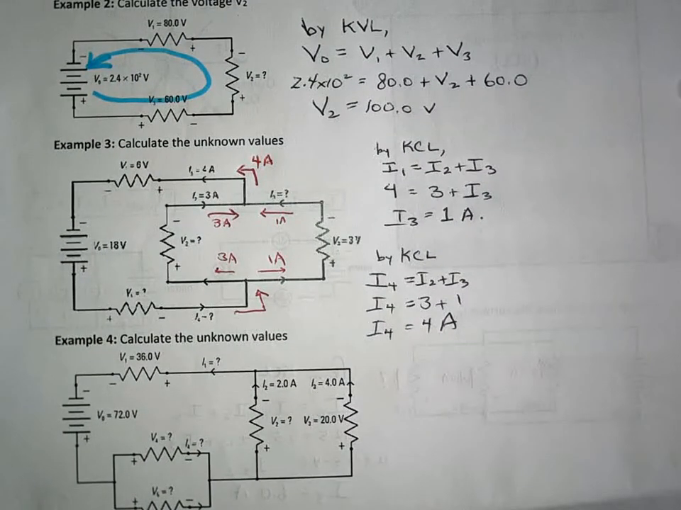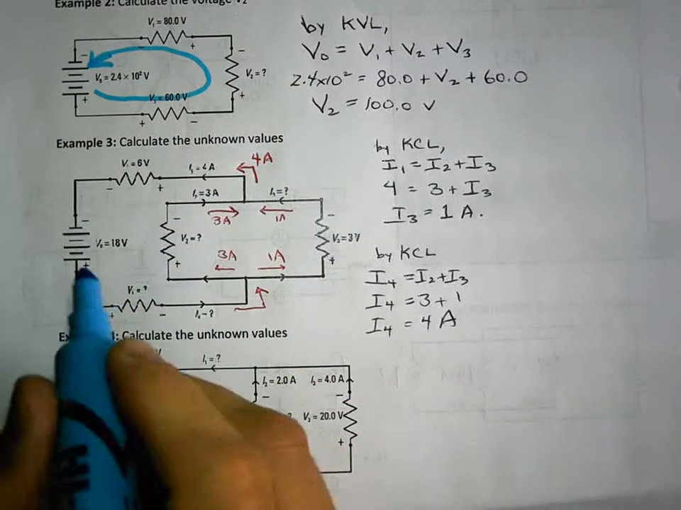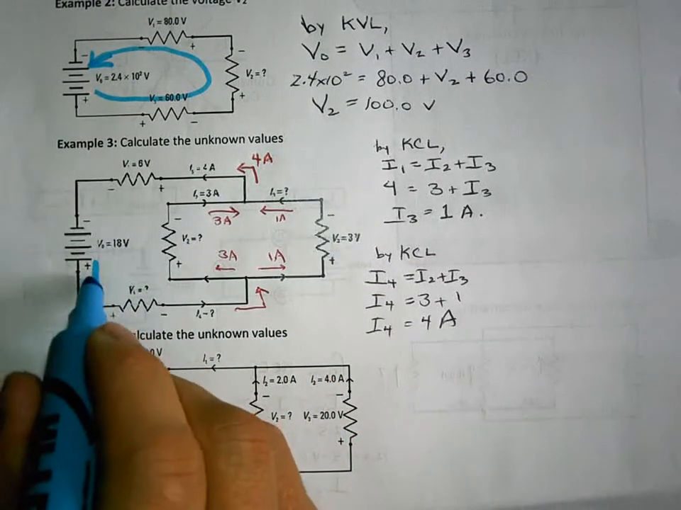Okay, so that's current. Now let's look at the voltage. And again, the easiest way I find to do this is to draw voltage loops. So let me draw one. Okay, so if I was an electron leaving home, I could follow this path.